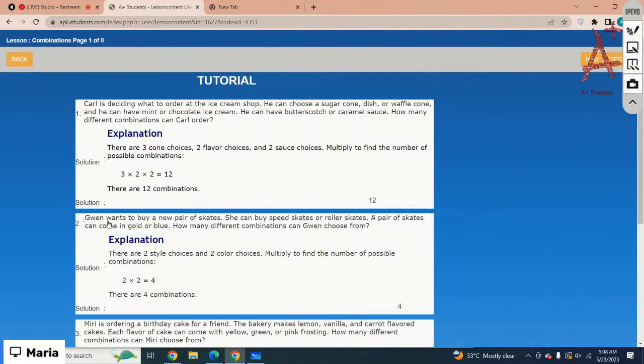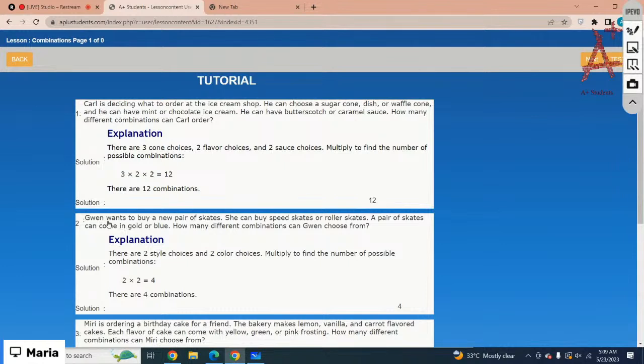So he has three choices for cone. They are sugar cone, dish, and waffle. Then he has two flavors. They are chocolate and mint flavor. Then he has another two sauce options. They are butterscotch and caramel. So when you have to find all the possible combinations, you have to multiply all the numbers. They are 4 times 3 is 12 and 12 times 2 is 24. So the correct option is 24.